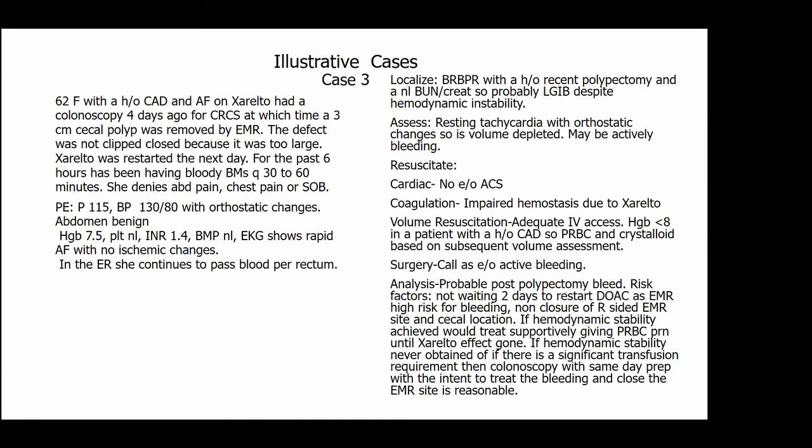Her hemoglobin is less than 8 in a patient with a history of coronary artery disease, so she should get packed cells to get her above 8, and then she should be given crystalloid based on your assessment of her volume. As far as surgical consultation goes, not a bad idea because she is having evidence of active bleeding. So how do we analyze this?